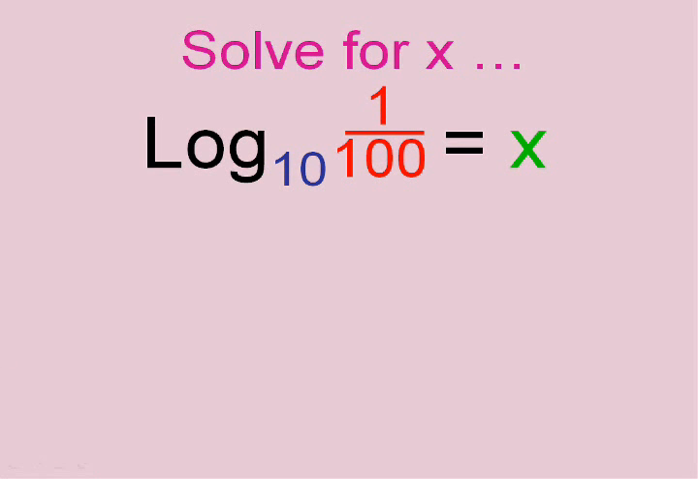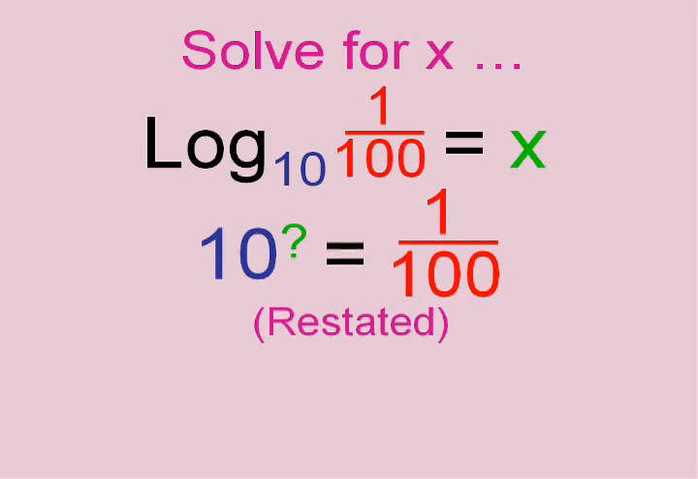Let's do another. We're going to rewrite it in exponential form. 10 to the what equals 1 over 100? It's not so bad, is it? Remember, 10 to the 2nd is 100, and we want 1 over 100. So the answer was negative 2. If you use a negative in an exponent, you get the reciprocal.